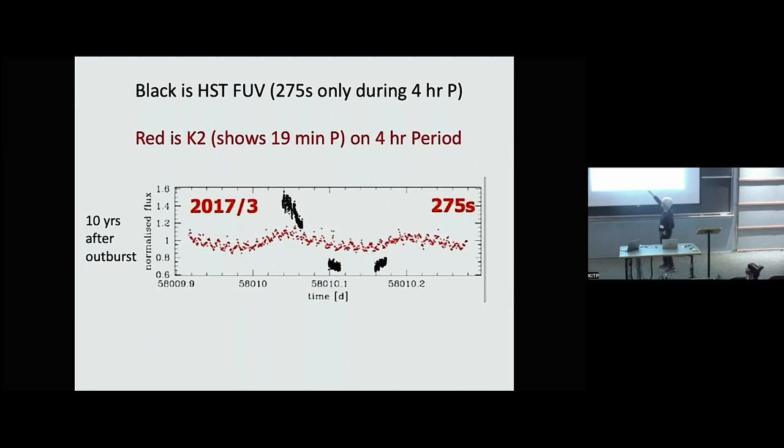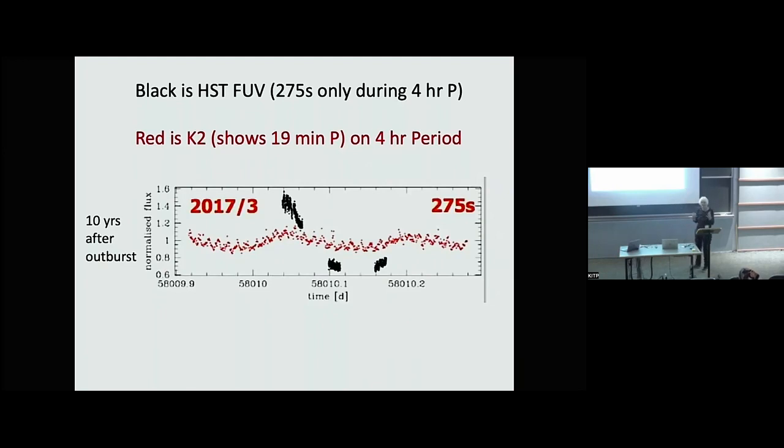What you're seeing is the 19-minute period that was there almost all the time throughout the K2 data and the ground-based coverage that we have. One of the HST times caught the 4-hour rise there. You can see that large rise that was happening in the optical as well as the UV. But the interesting thing was that the short period only appears during that 4-hour rise. So somehow we have periods from 19 minutes, 4 hours, nothing, and a short period.